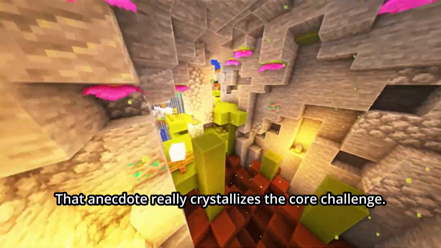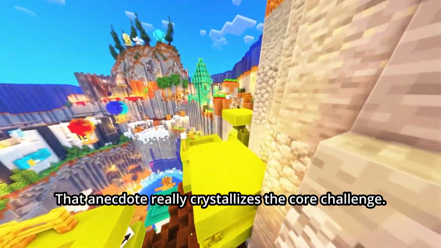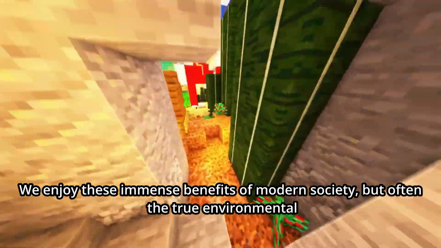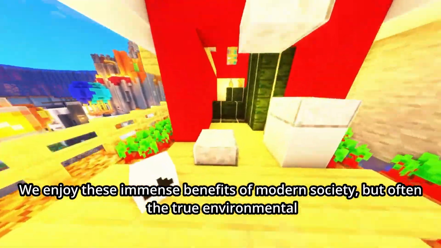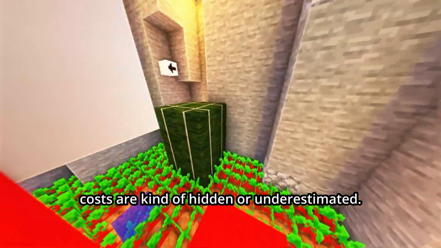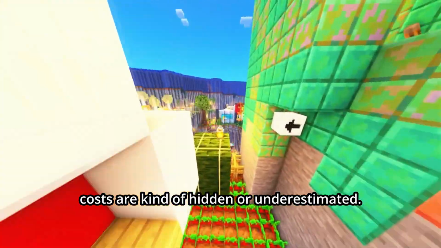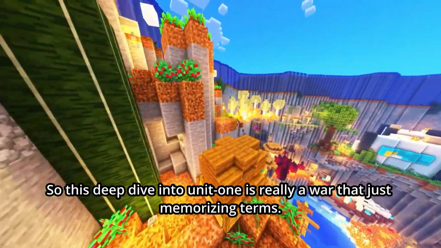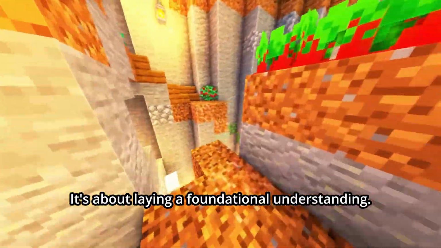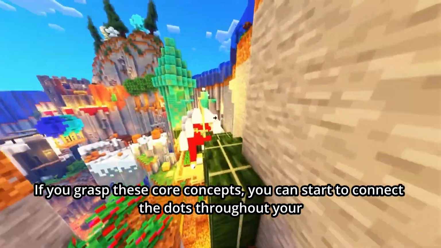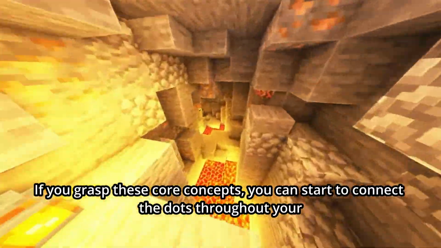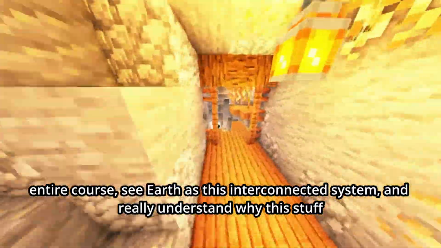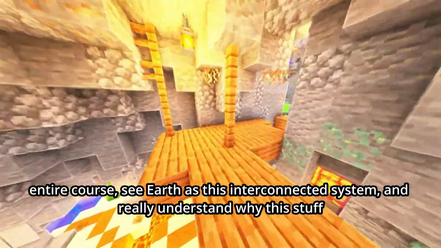Exactly. That anecdote really crystallizes the core challenge. We enjoy these immense benefits of modern society, but often the true environmental costs are kind of hidden or underestimated. So this deep dive into Unit 1, it's really more than just memorizing terms. It's about laying a foundational understanding. If you grasp these core concepts, you can start to connect the dots throughout your entire course, see Earth as this interconnected system, and really understand why this stuff matters.